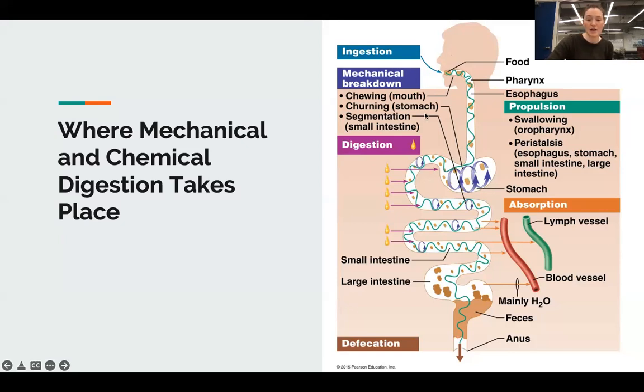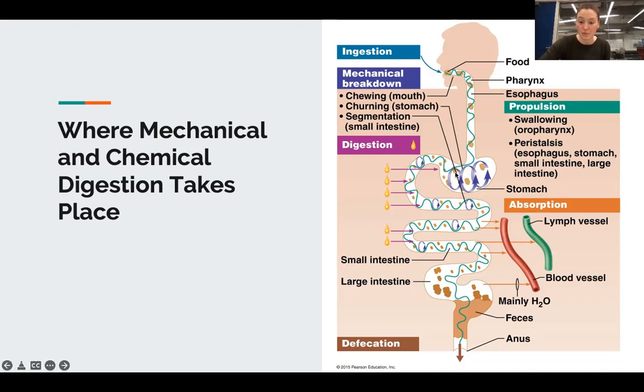So it's happening in the mouth, it's happening in the stomach, and segmentation when it's in the small intestine or in the esophagus even, when it's moving like this through, it's like breaking it up into little pieces, okay? Then chemical digestion is happening anywhere enzymes are, all right? So the enzymes are going to take their substrate and change it into something else, break it down into a different molecule. That's happening in the mouth with some specific enzymes that are in saliva produced by the salivary glands.